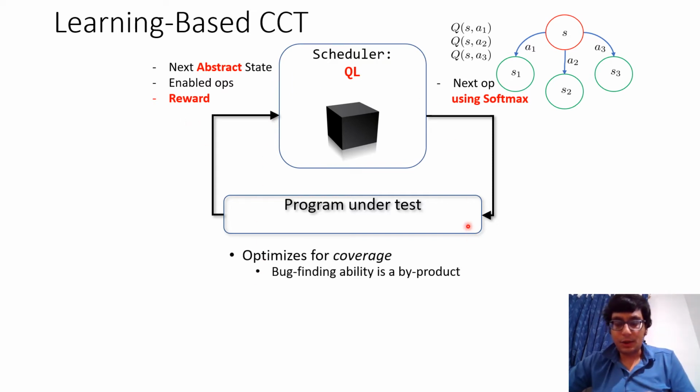This whole strategy optimizes for coverage. Bug finding is actually a weak signal because once you find the bug, you just stop there. So instead, we try to do as good as possible on the coverage metric, and the bug finding ability comes as a byproduct. This also allows the scheduler to be highly resilient to different kinds of bug patterns.